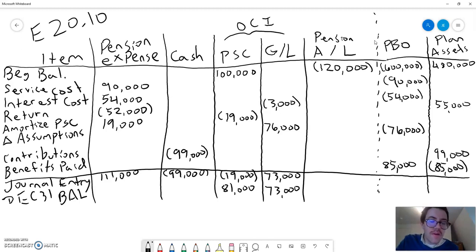Pension asset or liability. All right, we got to do a little work then. We got to look at the right hand side. Got to add all this up. 480 plus 55, 510, sorry, 535, I think. 544 minus 85. Let me pause it and do some math in my head. All right, so I did the math. And this is what I got.